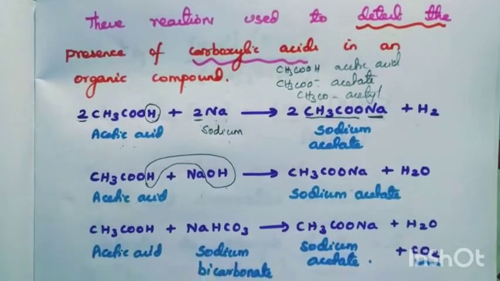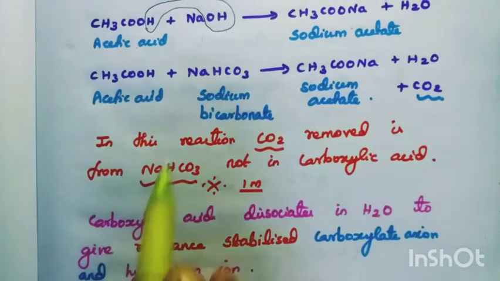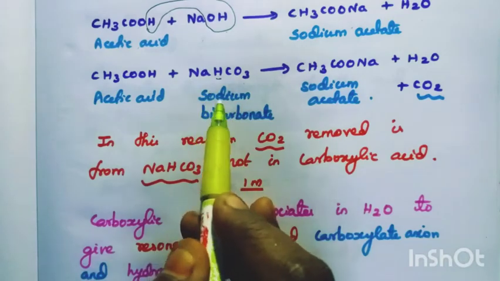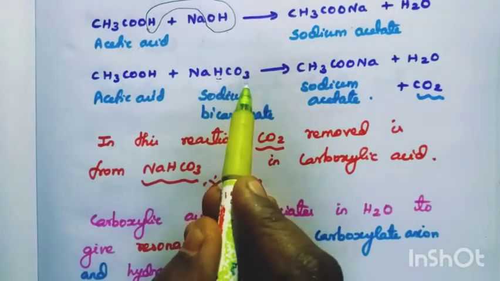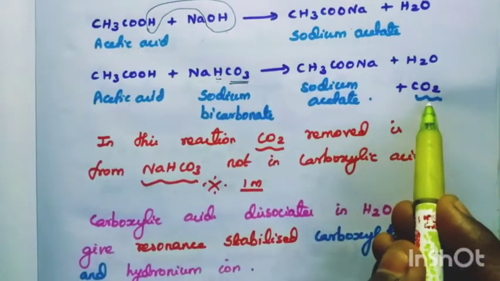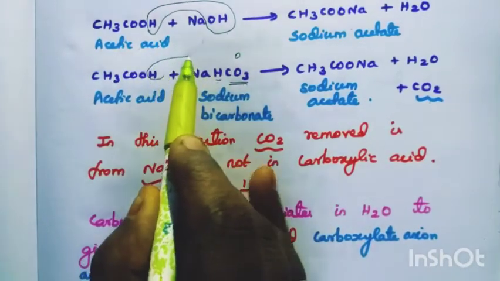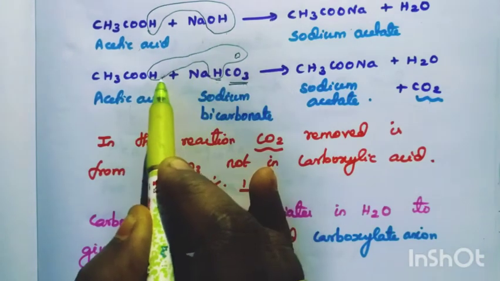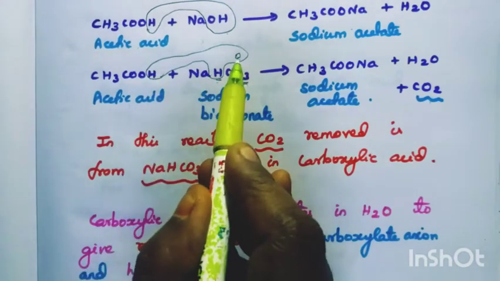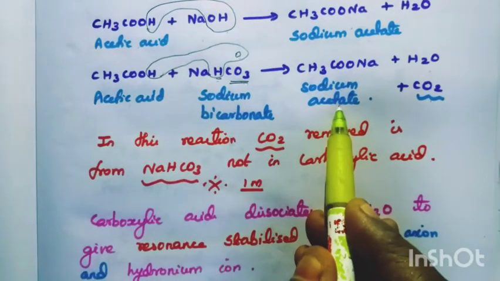Now it has a tendency to react with weak bases like sodium carbonate and sodium bicarbonate. This is sodium bicarbonate, or sodium hydrogen carbonate. With acetic acid, since carbonate is in the reactant, it has a tendency to liberate carbon dioxide. One hydrogen with one oxygen goes out as water, and one carbon dioxide goes out. Now we get CH3COONa, sodium acetate, a common salt.